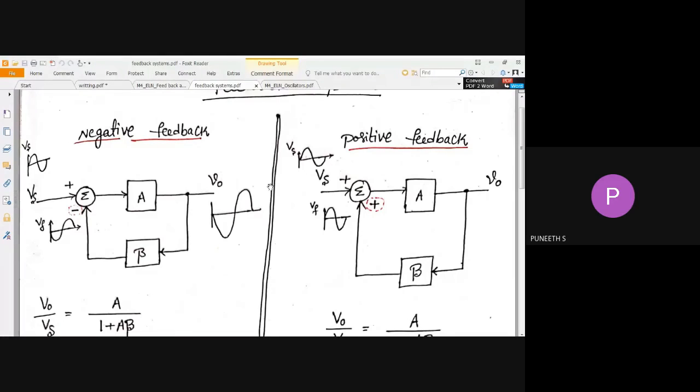We'll see now what actually oscillator means. Oscillator is an electronic circuit which gives the output waveform without applying any input. Any input meaning any AC input. Anyhow, any electronic circuit will need some DC power supply. How it will generate the waveforms without applying any AC input, we will see now.